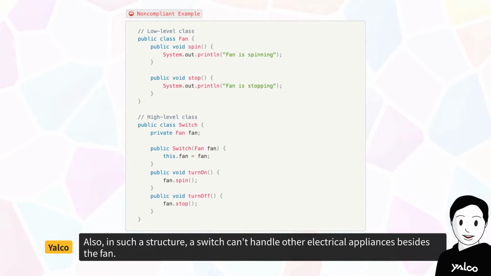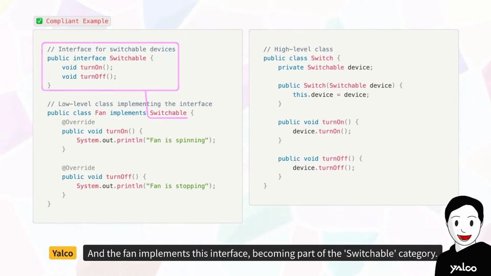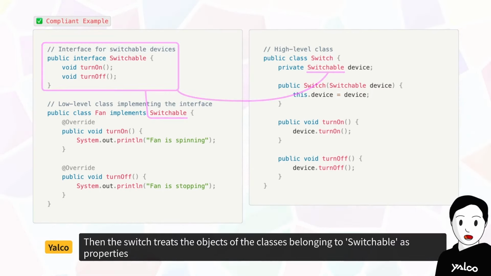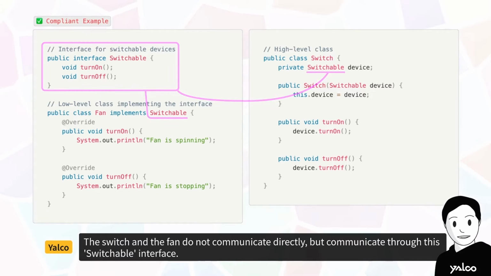Also, in such a structure, a switch can't handle other electrical appliances besides the fan. Therefore, in the modified code, we create a separate interface called switchable that has turn on and off methods. And the fan implements this interface, becoming part of the switchable category. Then, the switch treats the objects of the classes belonging to switchable as properties and executes their turn on, turn off methods internally. The switch and the fan do not communicate directly, but communicate through this switchable interface.